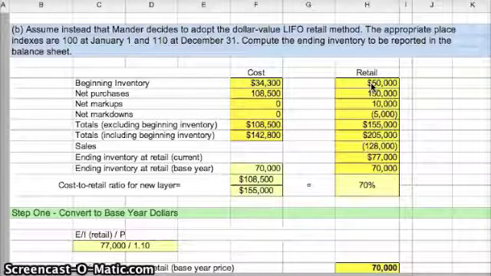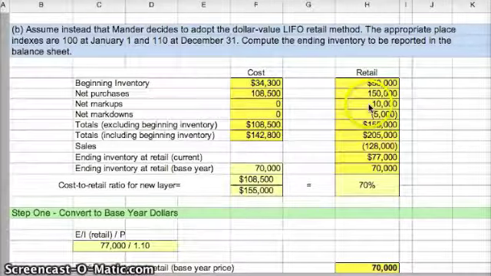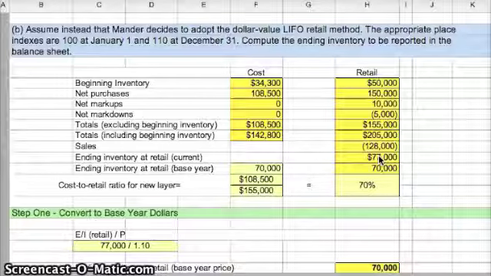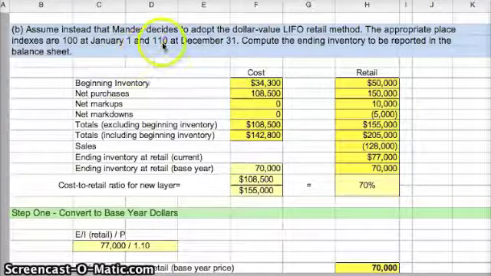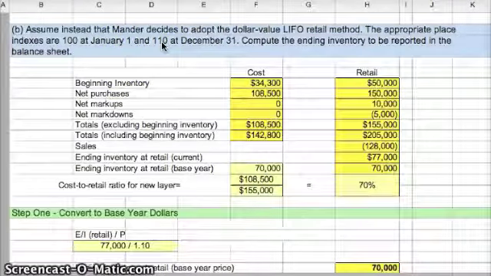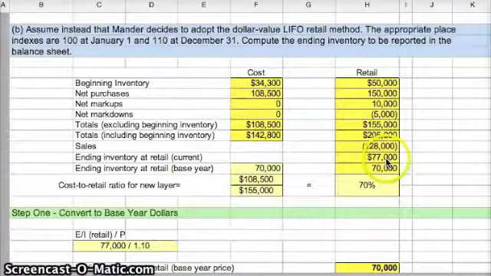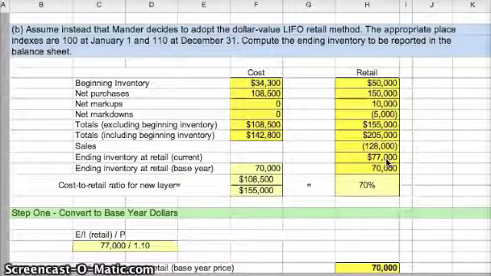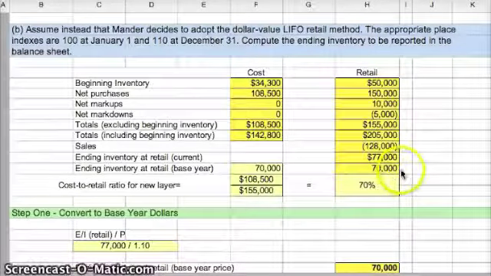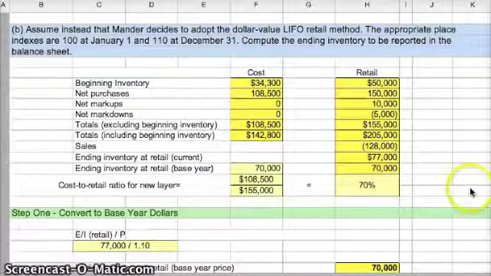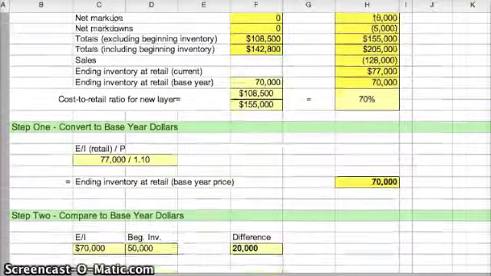Now the second layer, what you need to do is convert the ending inventory, which is 77,000. So with the 77,000, we need to take off the price changes. According to the index, the price change was 110. So go ahead and divide the 77,000 by 1.10, and that gives you a base year ending inventory retail amount of $70,000. Now that you've converted your base year dollars, you have 50,000 and 70,000.